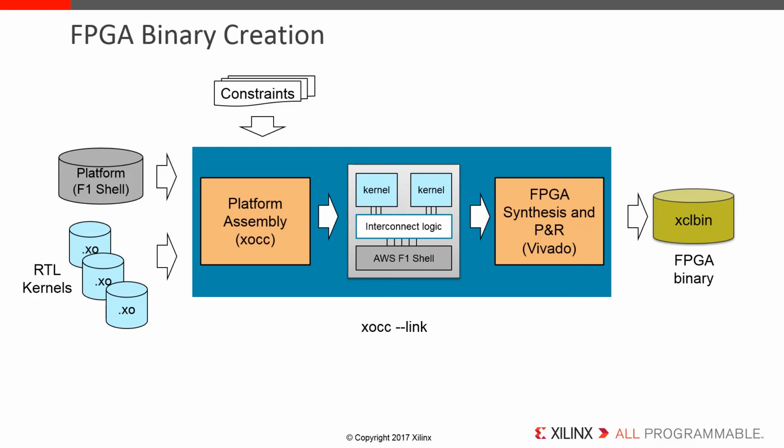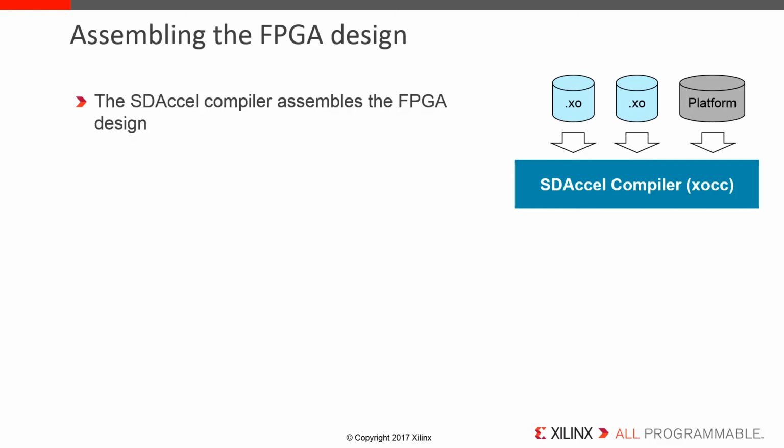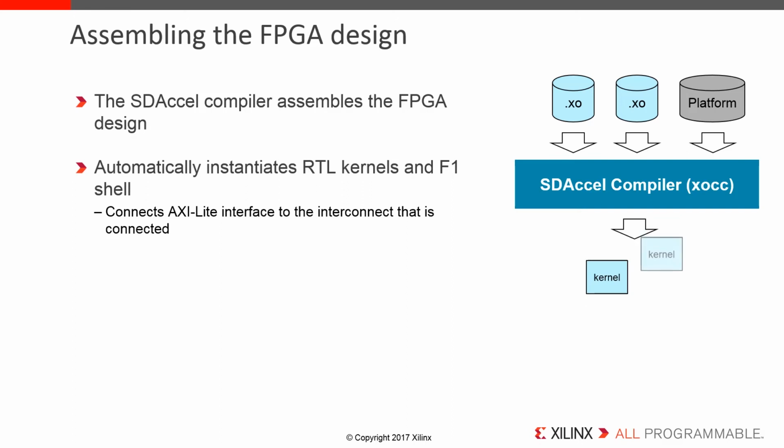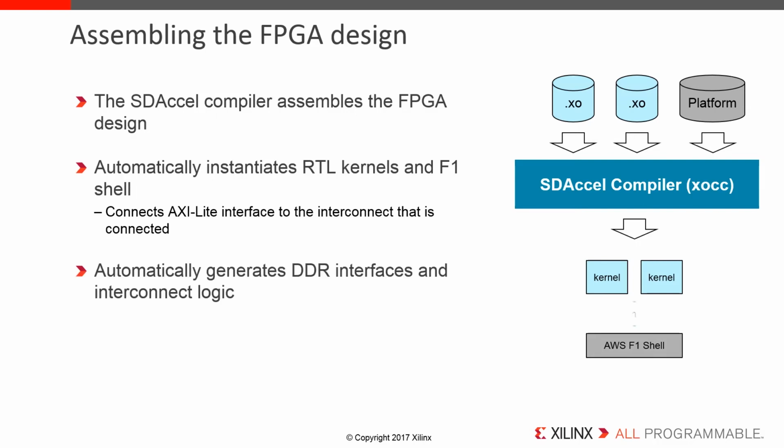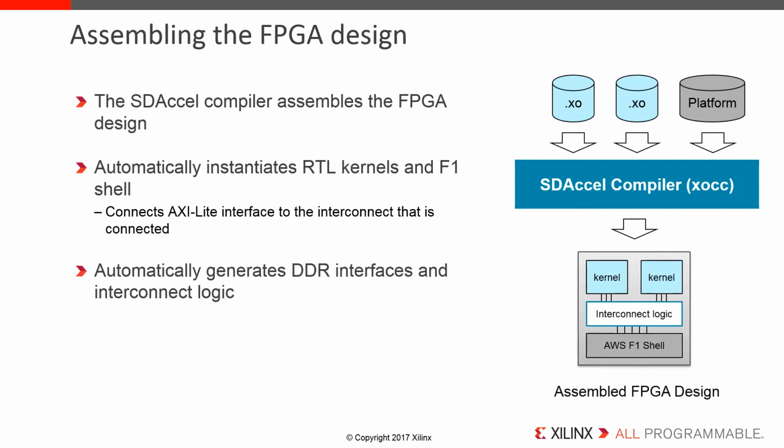This process comprises the platform assembly step, where one or more RTL kernels are integrated with the AWS F1 shell, and the FPGA synthesis and place and route step to produce the XCL bin bitstream. During the assembly step, the SDAccel compiler instantiates the RTL kernels and the F1 shell, providing all the needed interconnect logic to connect the AXI-Lite interfaces and the AXI memory mapped interfaces for the global memory. A Vivado project is generated for the assembled design with constraints passed for synthesis and implementation of the FPGA design.